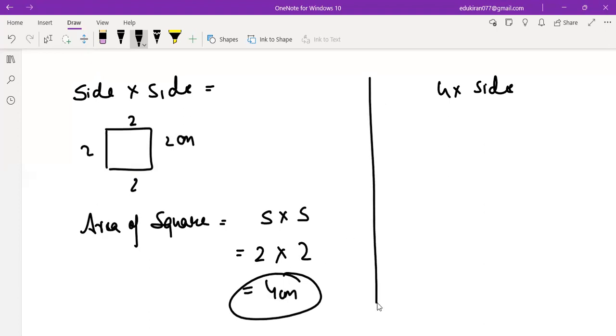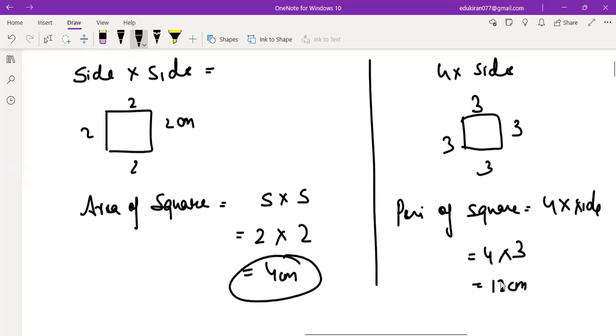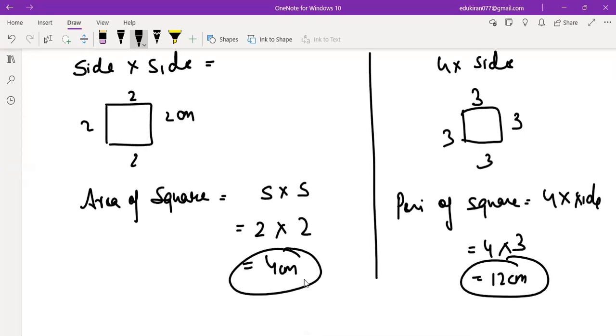If this is the question, 3, 3, 3, 3, what do you have to find? You have to find the perimeter. So you will write perimeter of square is 4 multiplied by side. So 4 multiplied by, what is the side? 3. So what is the perimeter? 12 centimeter.